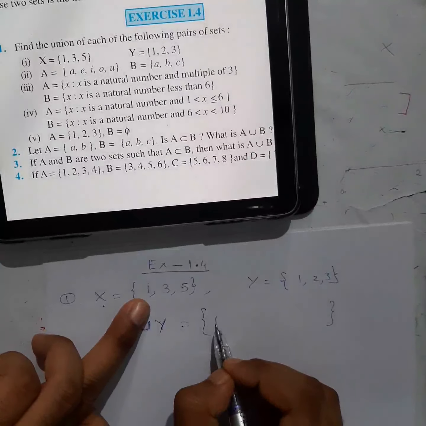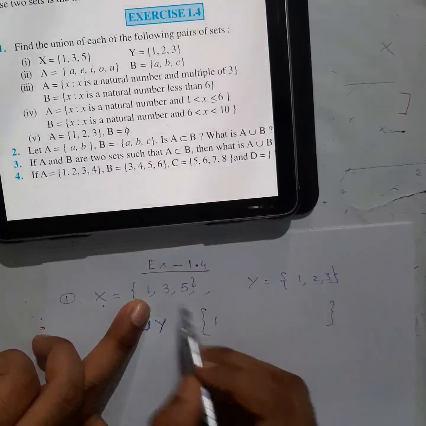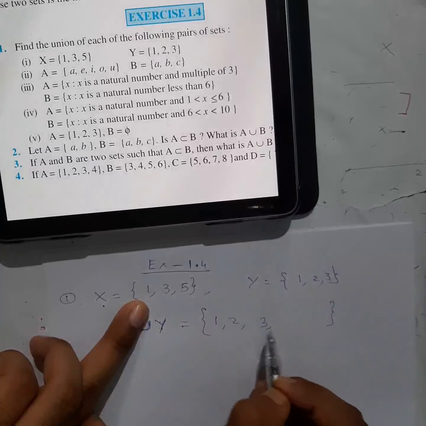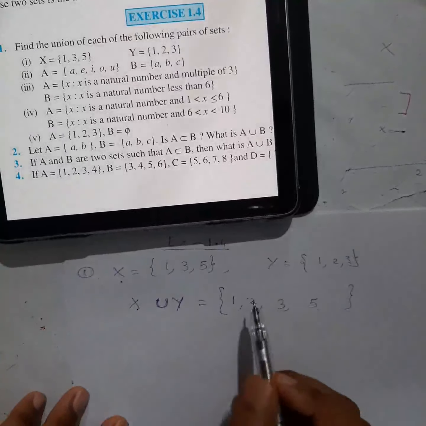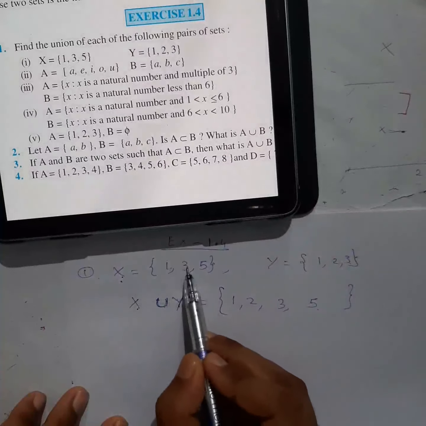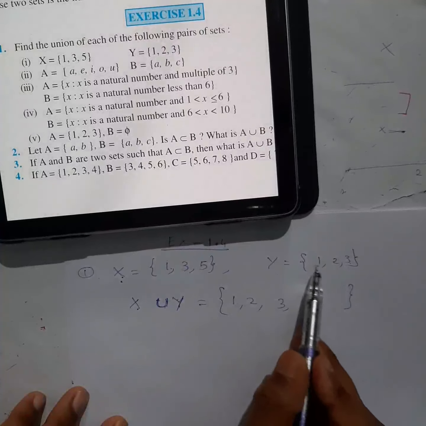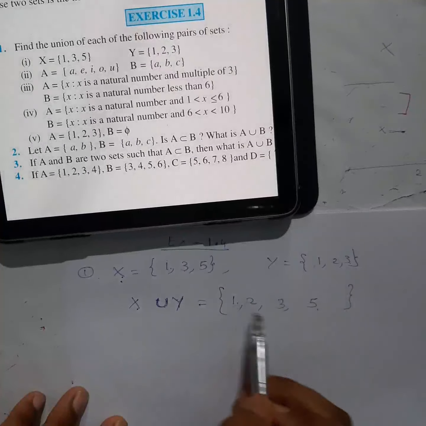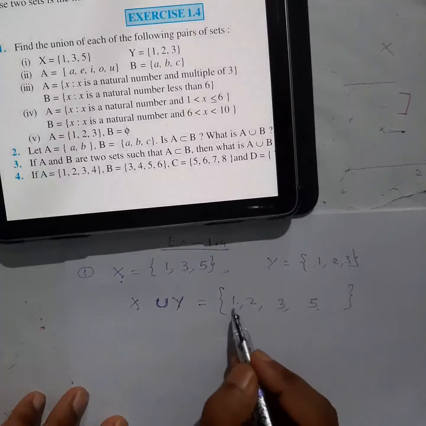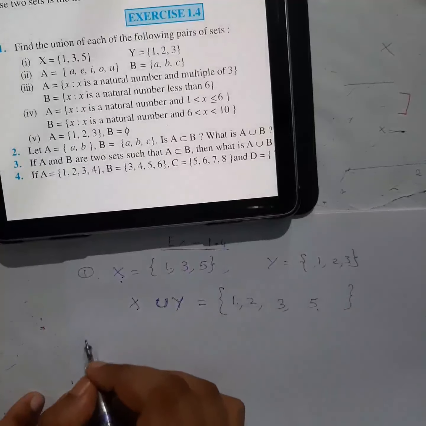So 1 will be there, 2 will be there, 3 will be there, 5 will be there, right? So you can see all elements of X are there, 1, 3, 5, and 1, 2, 3 are there. So I'm not repeating the elements here, okay? And I've written all the elements of X as well as Y.